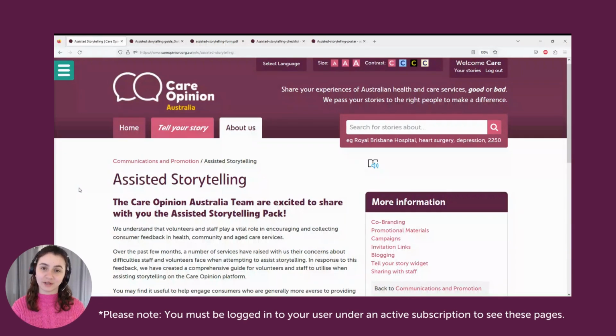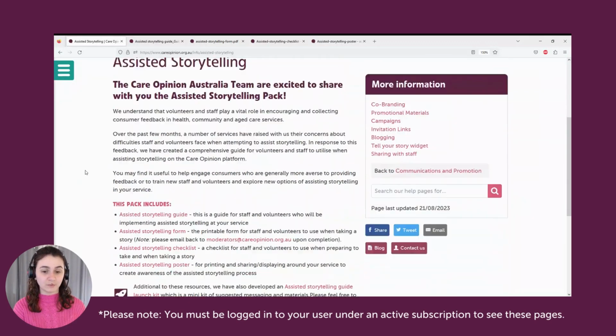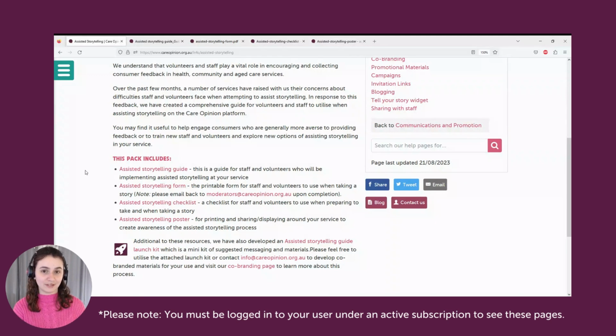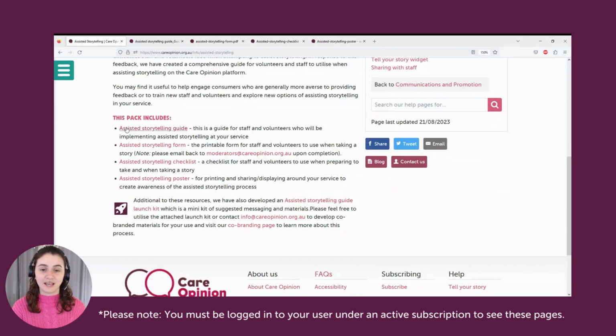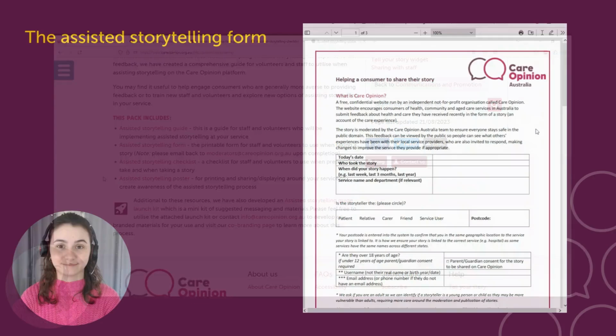So the first place I'll direct you to is the assisted storytelling page on the Care Opinion website. You can find this under the help pages. This page contains a wealth of information which will be incredibly useful to you in using the assisted storytelling at your service. It includes the storytelling guide, which is a guide for staff and volunteers who will be implementing assisted storytelling at the service. The assisted storytelling form, so this is the form on which the story will be written down. The assisted storytelling checklist and the assisted storytelling poster.